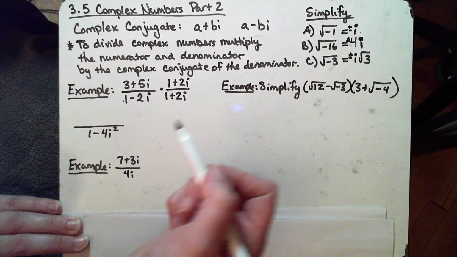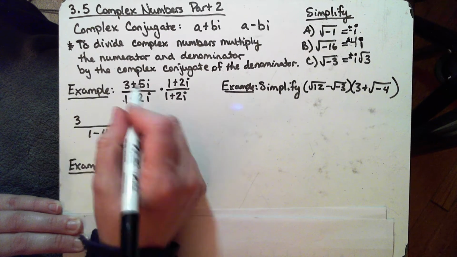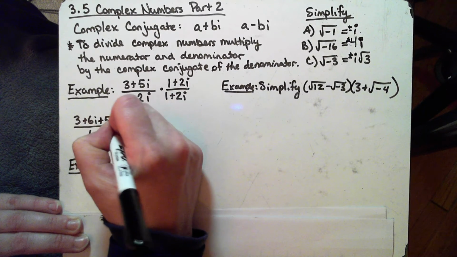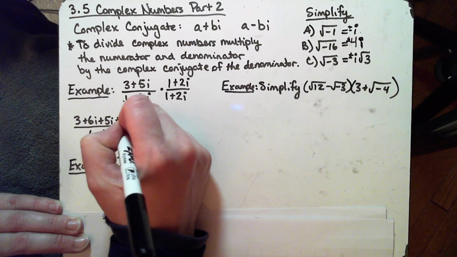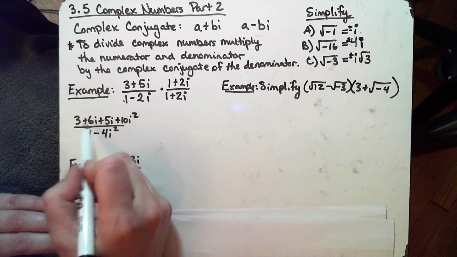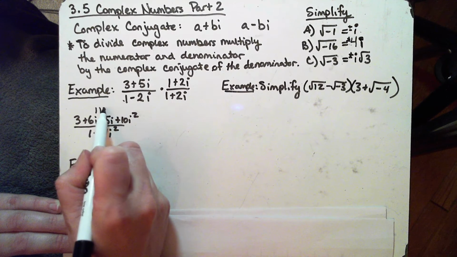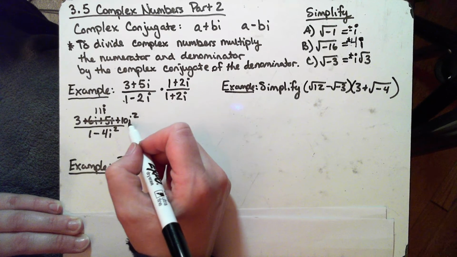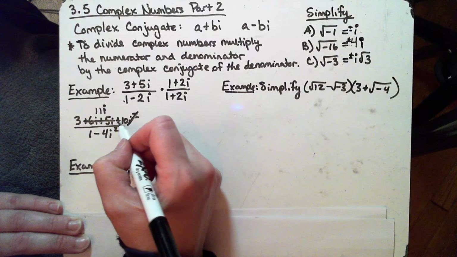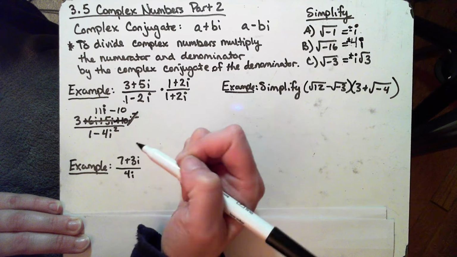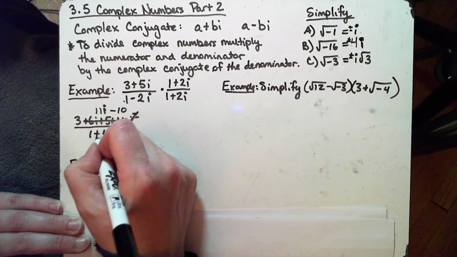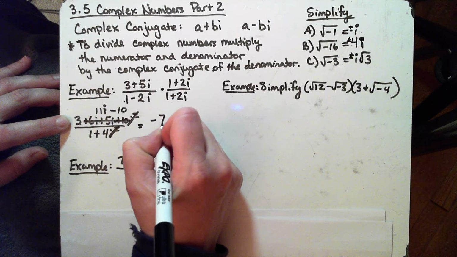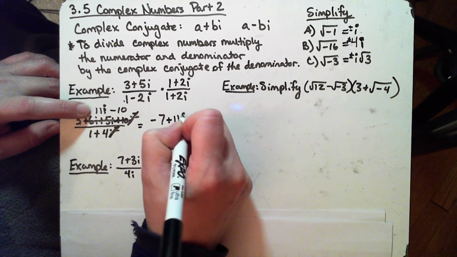Now for the numerator, you actually have to multiply that. 3 times 1, 3 times 2i, 5i times 1, and 5i times 2i. Now I should combine my like terms. This is 11i. Okay, so those are combined. And anywhere I see an i squared, I'm going to cross it out and change the sign directly in front. So this is a minus 10 there. And this i squared gets crossed out, and I change the sign right here. So I have 3 minus 10 is -7, and then plus 11i in the numerator.